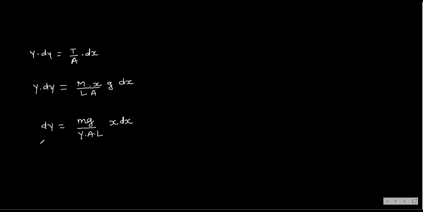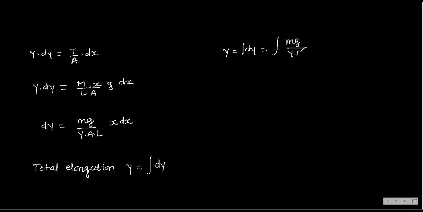Okay. Now let's integrate, because if we want total elongation y, it should be the integration of dy, because all small elongations add up to the complete elongation. That's why we are taking integration. So here y is equal to integration of dy, which is equal to integration of mg by Y A L into x dx. Now these all are constant, so I am taking them out of the integration.